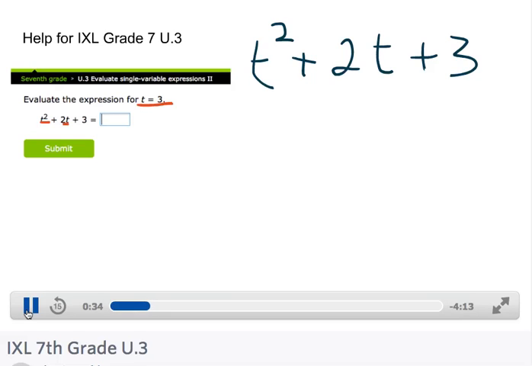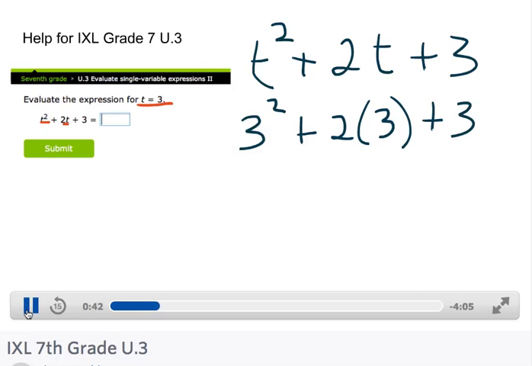So t squared becomes 3 squared, 2t becomes 2 times 3, and then we add 3 to that. 3 squared is 9, 2 times 3 is 6, we still have the plus 3, we add all these together, and the answer would be 18.